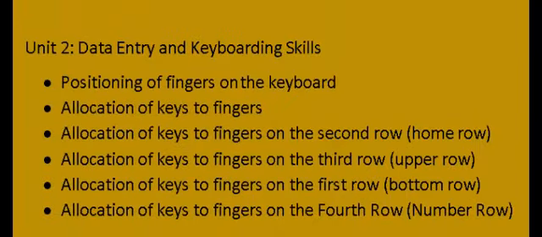So today, children, we understood positioning of fingers on the keyboard, allocation of keys to fingers, allocation of keys to fingers on the second row, that is the home row, allocation of keys to fingers on the third row, that is the upper row, allocation of keys to fingers on the first row, that is the bottom row, and allocation of keys to fingers on the fourth row, that is also known as the number row.